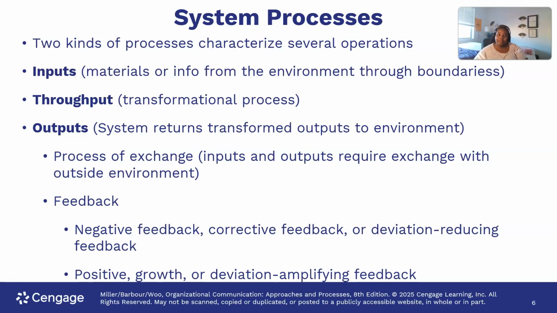So the process of exchange, now that we know what inputs and outputs are, are the inputs and outputs that require exchange with the outside environment. So when we think about organizations as systems, they can be more closed organizations or more open organizations. But there should be some exchange, a controlled exchange, but some exchange with the outside environment, meaning the community, other organizations, anybody else outside of those affiliated with the organization. And then we have feedback. So we have corrective feedback, negative feedback, and positive growth feedback. So feedback that enables the growth of the organization.